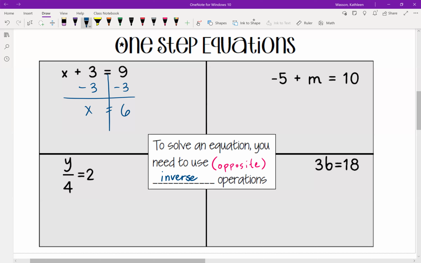To check yourself with any equation that you solve, you can substitute the value that you find in place of the variable. And then we just need to make sure that the equation is still true. Is 6 plus 3 equal to 9? It is. So our solution is correct. This will work for any equation that you have.